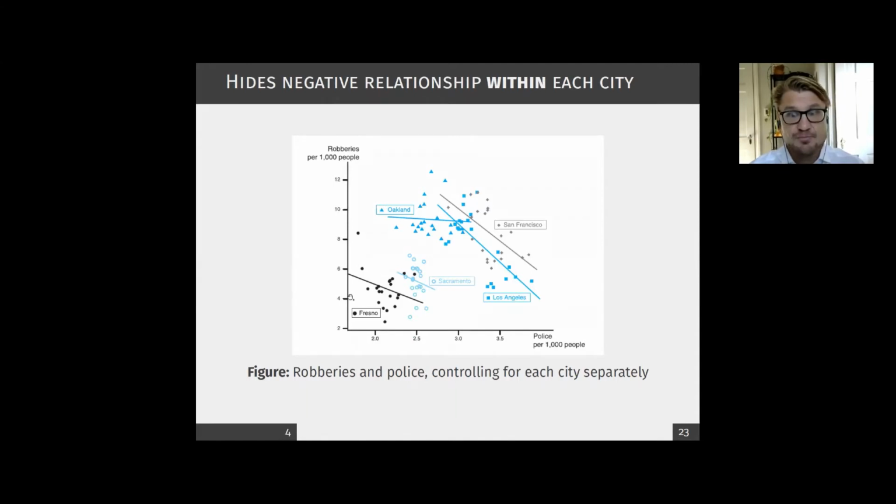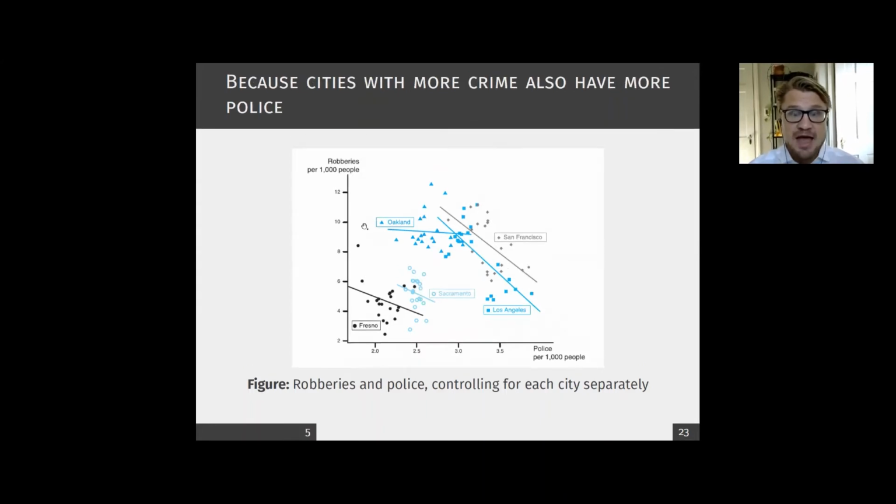Fresno, for example, has both low numbers of police and low crime rates, but in years when it had far fewer police, it had much higher crime rates. The same for other cities. San Francisco has both high numbers of police and a high crime rate, but there is this negative relationship within San Francisco. And this is the key intuition of a fixed-effects model, as you look at this relationship between the dependent and the independent variable within the same unit. Within a city, is there a negative relationship between crime and police?